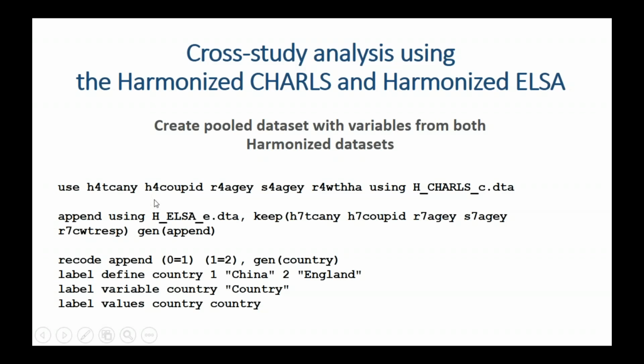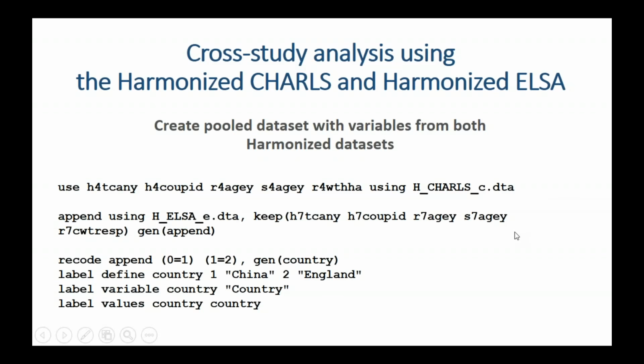So we can read in these variables that we already identified for Charles. The current Charles data set is version C, so we're going to say using HCharlesC. And then we're going to append using HELSA. Harmonized ELSA is on version E. And then we're going to say append, and I'll talk about what append means. And then we're going to say keep, and we're going to list just those variables we're going to use from the ELSA data.